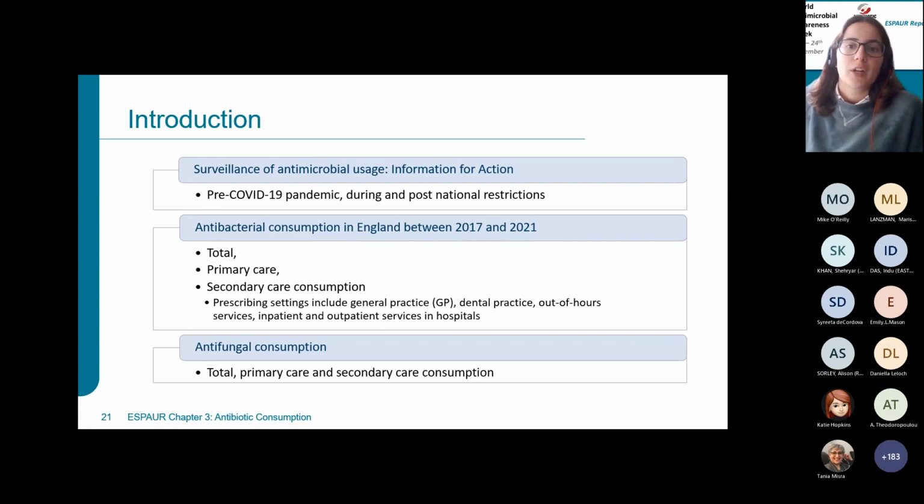So Chapter 3 of the report works to highlight the need for antimicrobial usage surveillance and information for action to inform progression towards the UK's National Action Plan ambition of reducing total UK antimicrobial consumption in humans by 15% by 2024. It demonstrates the importance of monitoring trends over different settings and especially over time, with trends pre-COVID-19 pandemic as well as during and post-national restrictions shown. In this webinar, I shall give an overview of some of the data presented in this chapter, first focusing on antibiotic consumption, going through total consumption and then broken down to look at consumption in primary care and then secondary care, before moving on to a quick overview of antifungal consumption. Next slide, please.